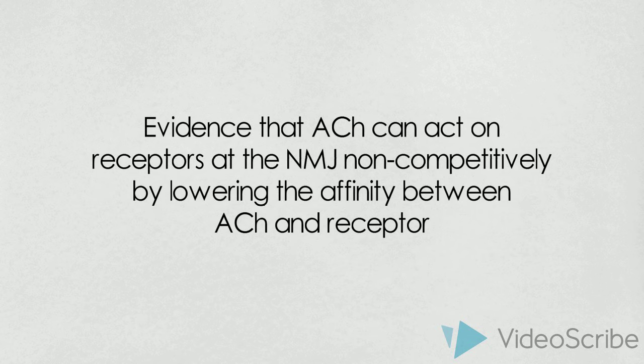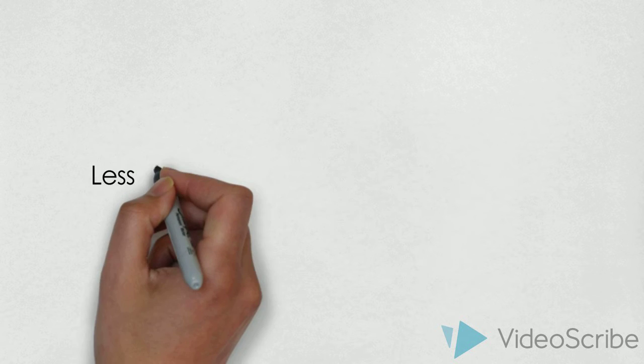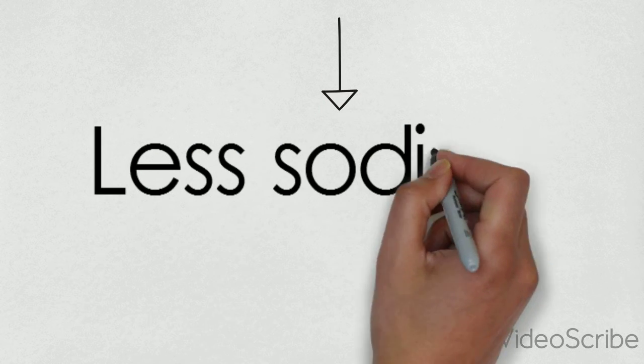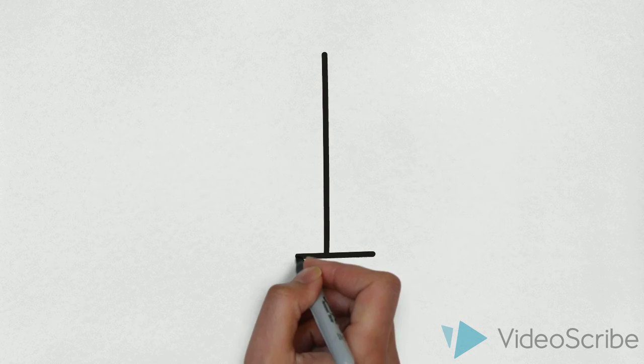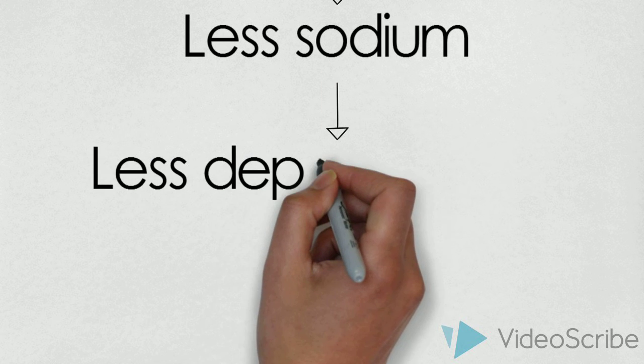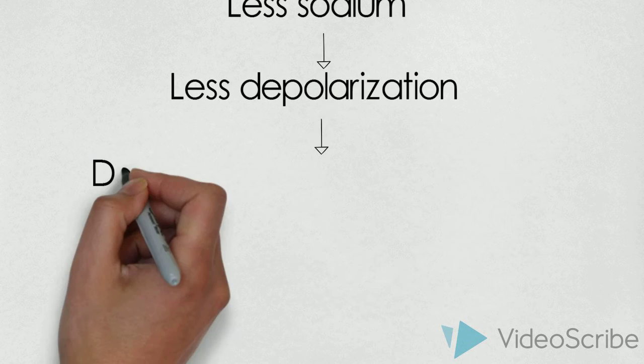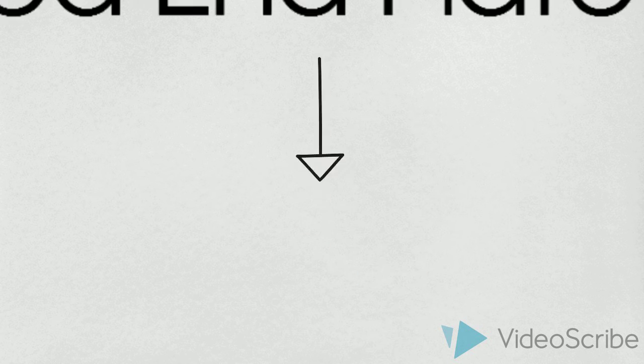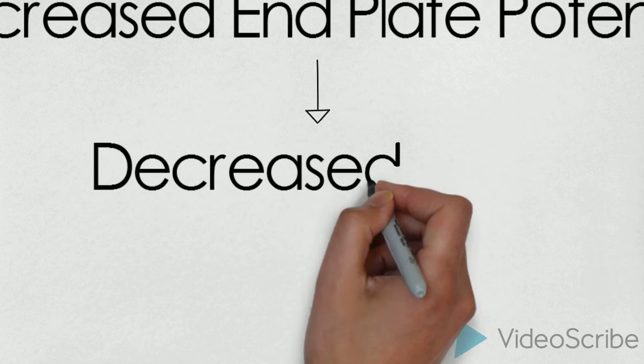Instead of competitively inhibiting acetylcholine, which happens in the parasympathetic nervous system, atropine non-competitively shortens the receptor occupation and lowers the affinity constant. Less duration of the receptor-acetylcholine interaction means less ion conductance because less sodium is coming in to increase depolarization. Less sodium means decreased end plate potential, which would lead to decreased MAP as well.